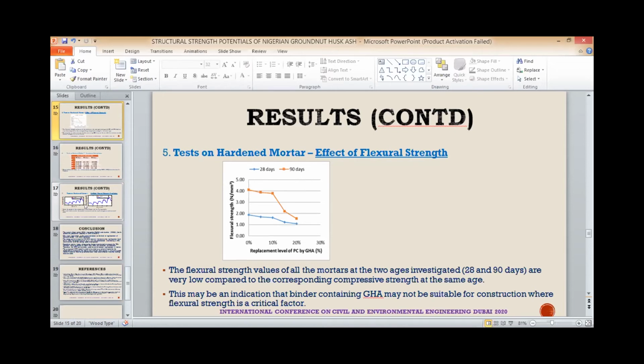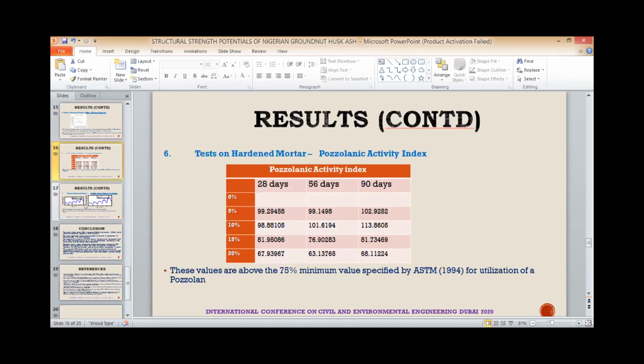Then the pozzolanic activity index. The result is shown on the table. The values are above the 75% minimum value specified by ASTM 618 of 1994 for utilization of a pozzolan.